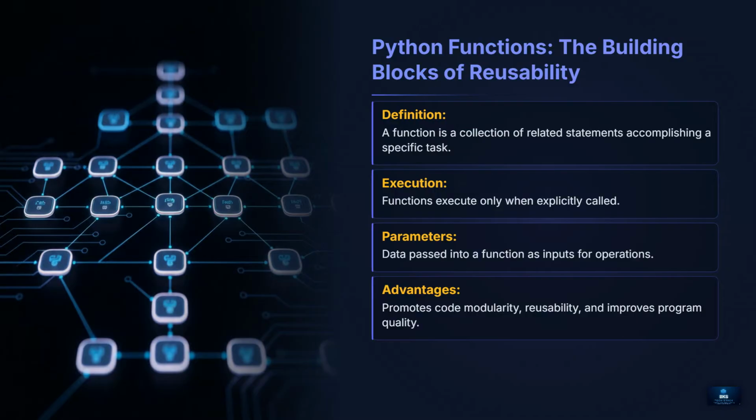Let's get started. Functions are fundamental to writing efficient and clean code. At its core, a function is simply a self-contained block of statements designed to perform a specific task. They only spring into action when you call them, and you can pass data to them as parameters. The benefits are immense. Functions boost modularity, reusability, and ultimately, the quality and scalability of your entire codebase.